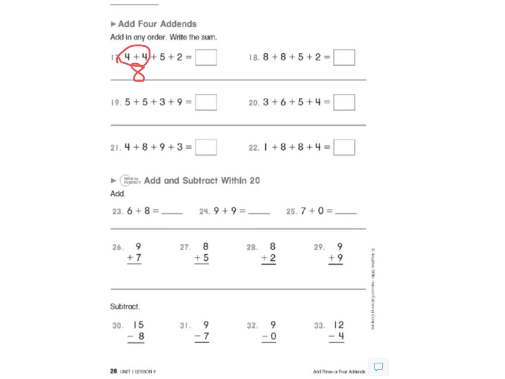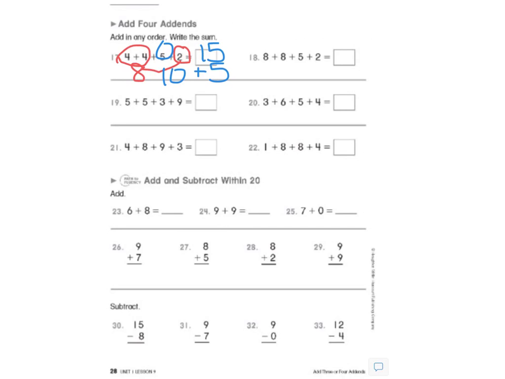And if I know I have 8, then I should be able to add 2 more to that, and that will get me to 10. So 8 plus 2 is 10. And all I have left to add now is this extra 5. So 10 plus 5 is 15. So what I did for number 17 is I found a doubles first. Then I added 2 to get 10. And then I added my extra 5.